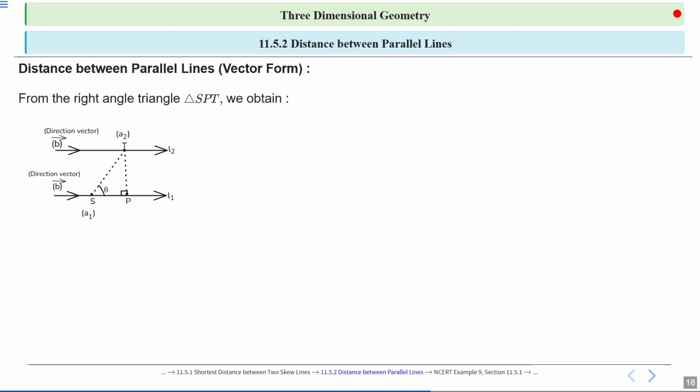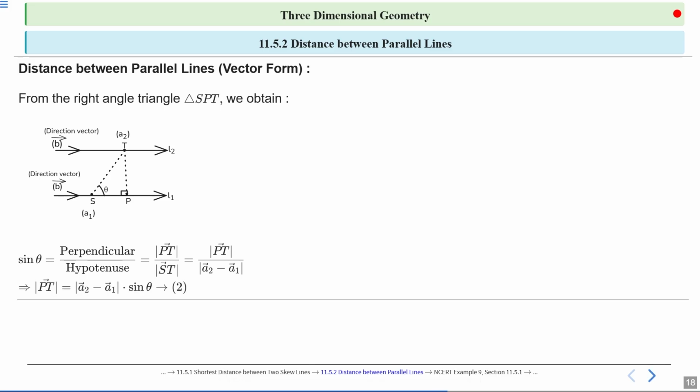Now, from right angle triangle SPT, we obtain sine theta is basically perpendicular upon hypotenuse, which is magnitude of PT upon magnitude of ST, which is basically magnitude of PT vector upon magnitude of A2 vector minus A1 vector, right? So we can say that magnitude of PT vector will be magnitude of A2 vector minus A1 vector into sine theta. Assume this as equation 2.